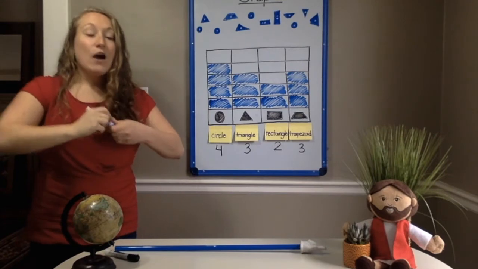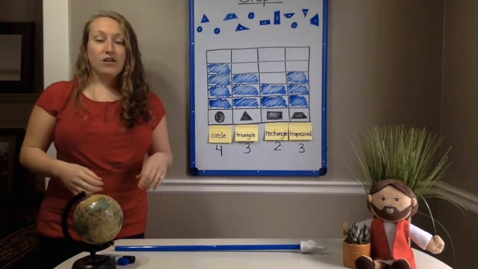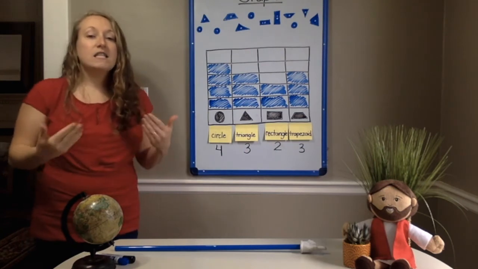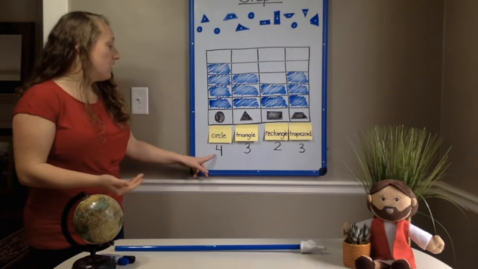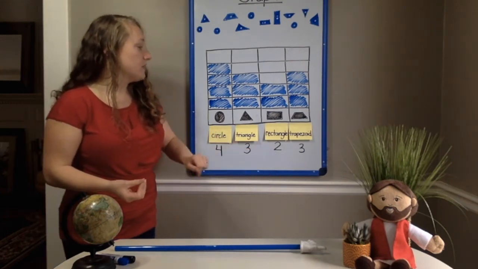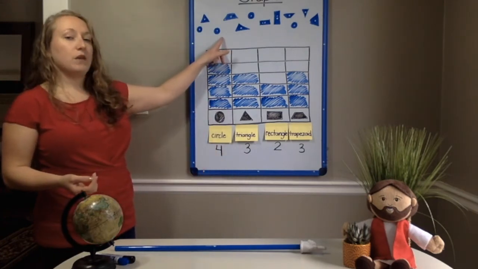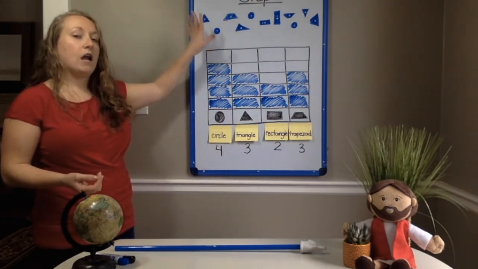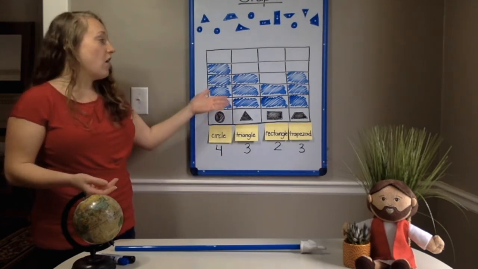All right, now we can look at our graph. We have just entered the data onto our graph. The data is the information. It's how many of something I have. So I looked and I have 4 circles, 3 triangles, 2 rectangles, and 3 trapezoids. I just counted all the stuff up here, all of my shapes up here, and I wrote the data on the bottom, and then I put the data, the information, on my graph.